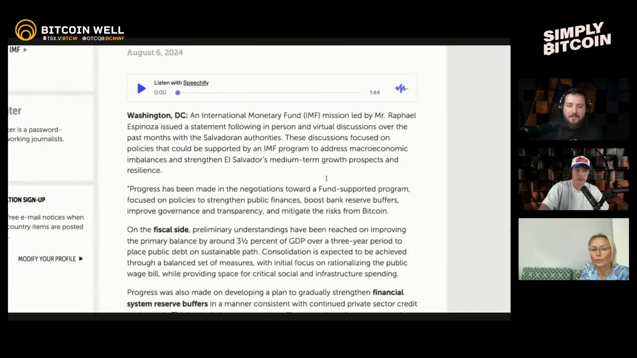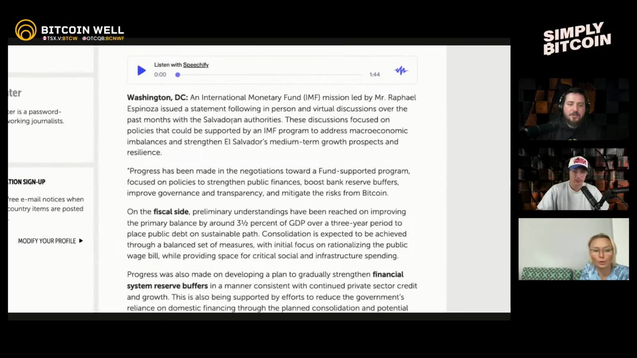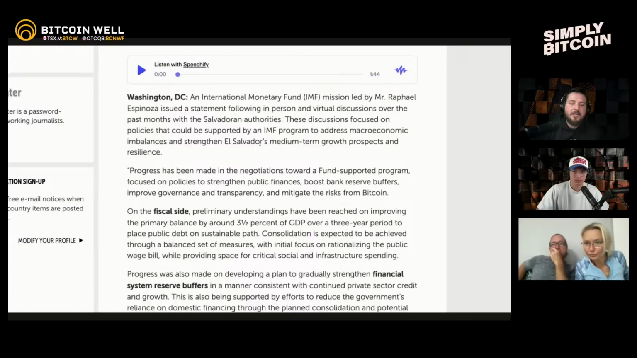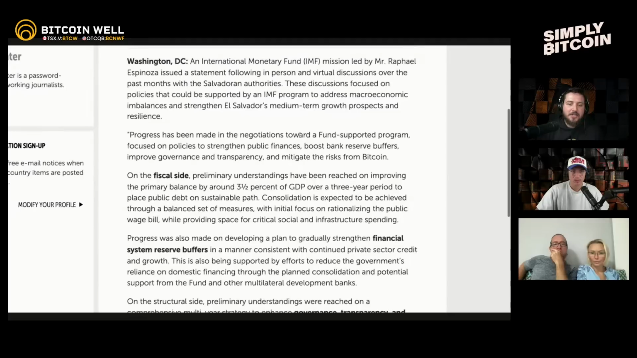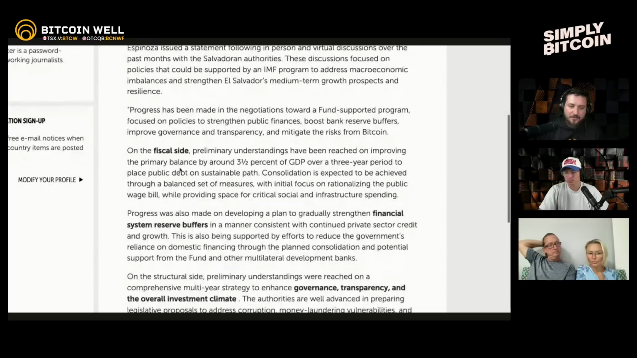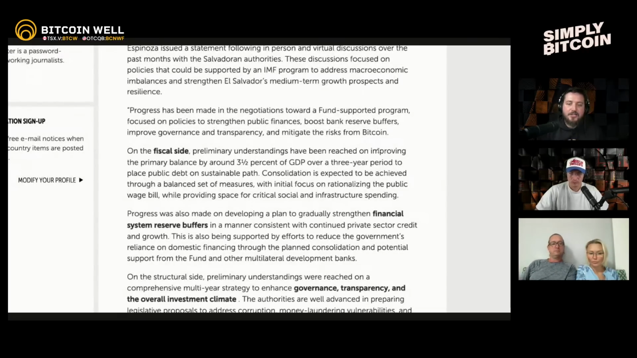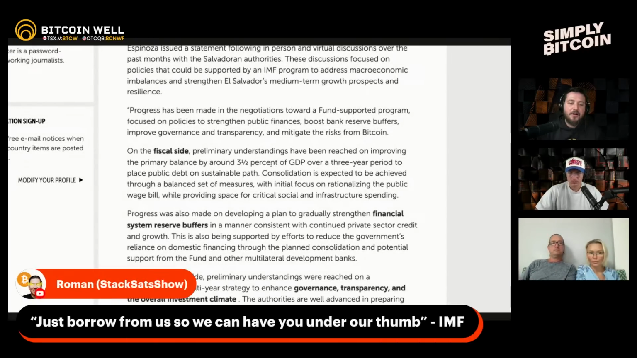An International Monetary Fund mission led by Rafael Espinoza issued a statement following in-person and virtual discussions over the past months with the Salvadoran authorities. These discussions focus on policies that could be supported by an IMF program to address macroeconomic imbalances and strengthen medium-term growth prospects and resilience. Quote, progress has been made in the negotiations towards a fund-supported program focused on policies to strengthen public finances. On the fiscal side, preliminary understandings have been reached on improving the primary balance by around 3.5% of GDP over a three-year period to place public debt on a sustainable path, right?